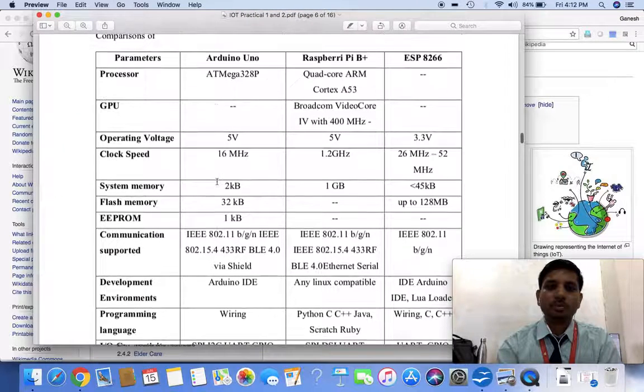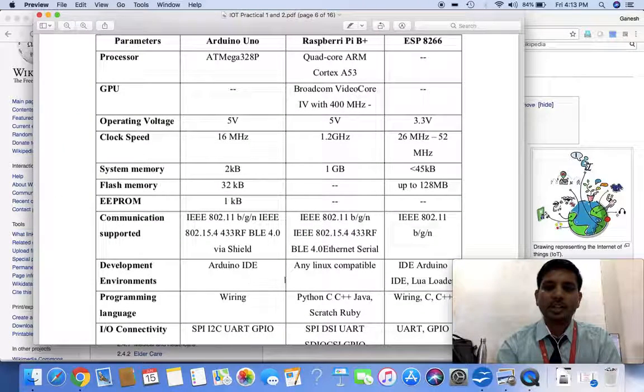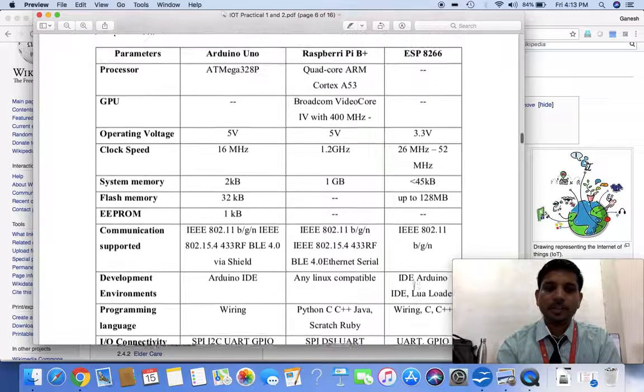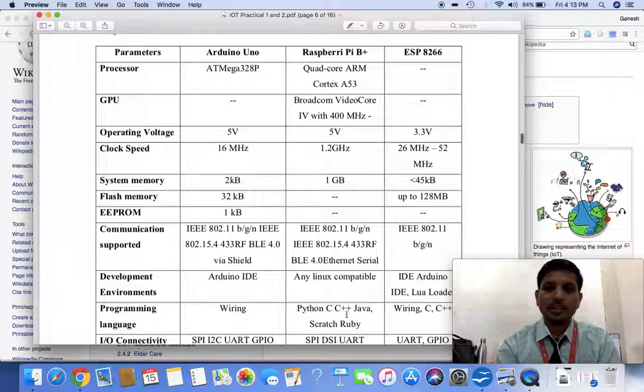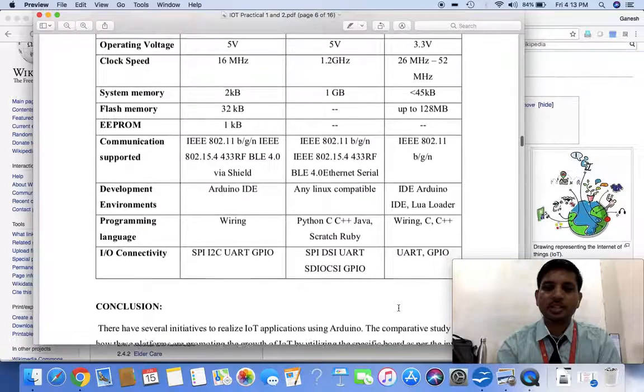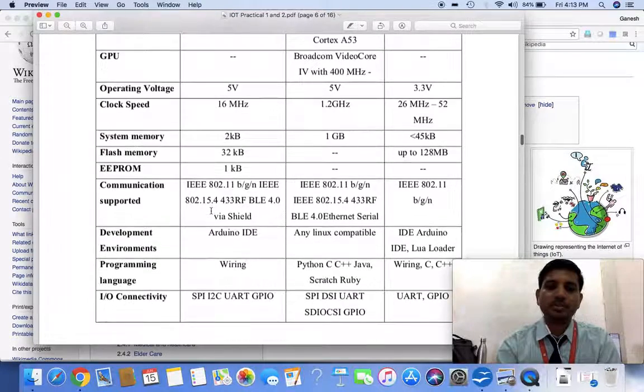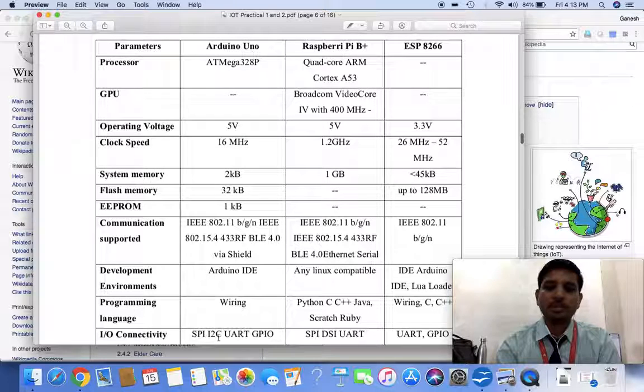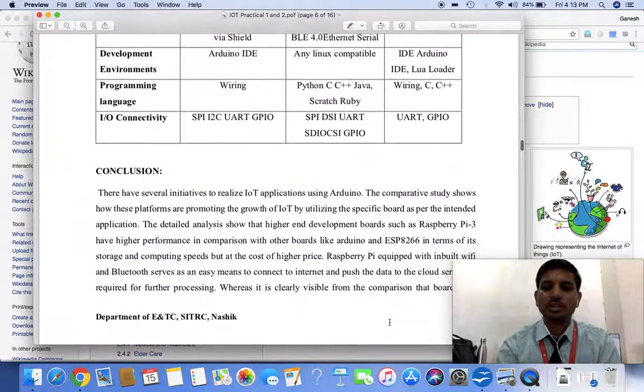Development environment: you can program the Arduino Uno by using the Arduino IDE. Raspberry Pi you can program by using any Linux-compatible platform, and ESP8266 you can program by using the Arduino IDE or the Lua loader. Programming language: the first one is Wiring, second one Raspberry Pi uses Python, C, C++, Java, Scratch and Ruby, and ESP8266 you can program by using Wiring, C or C++. IO connectivity: your Arduino Uno supports SPI, I2C, UART and GPIO. Your Raspberry Pi supports SPI, DSI and UART, and ESP8266 only supports UART and GPIOs.